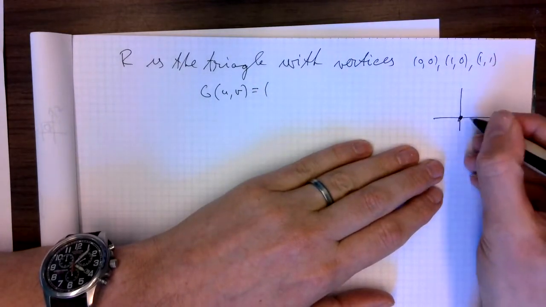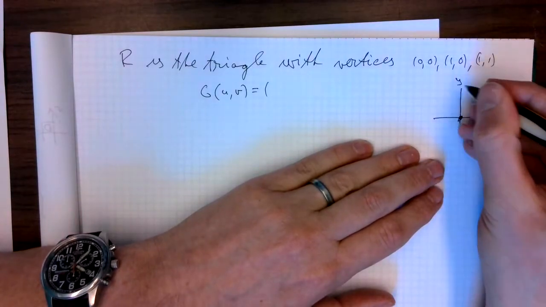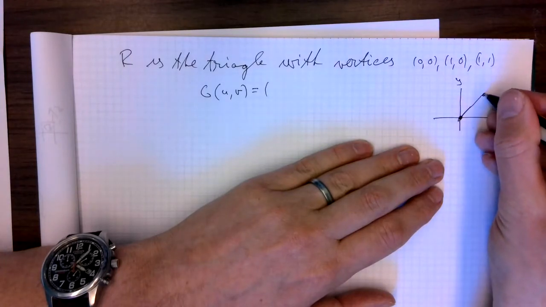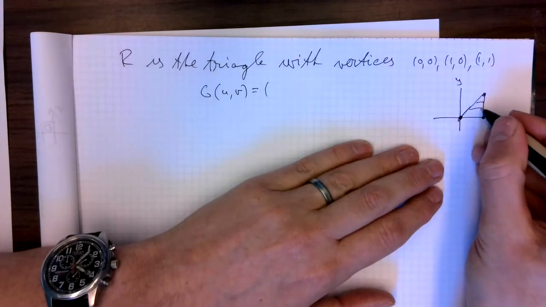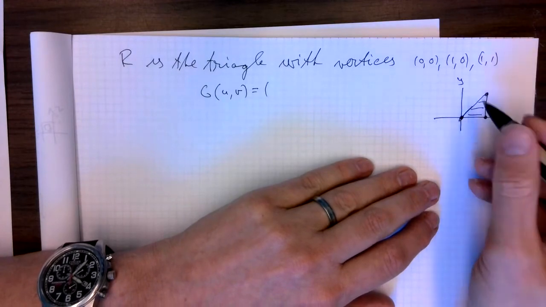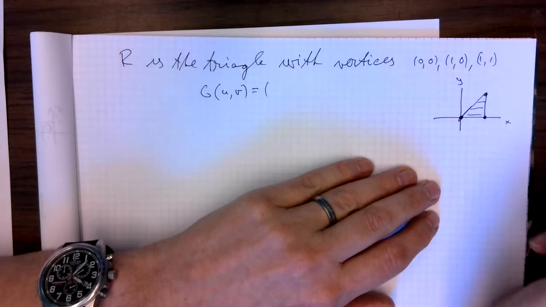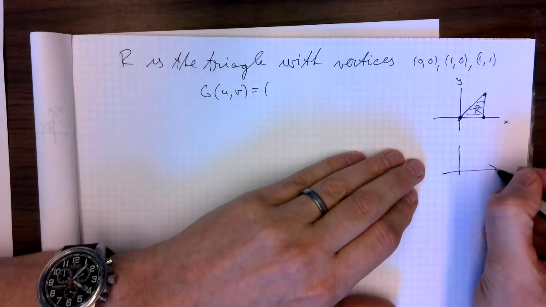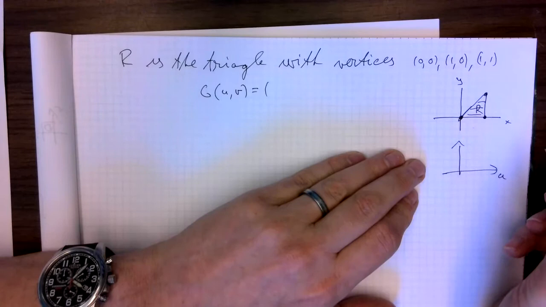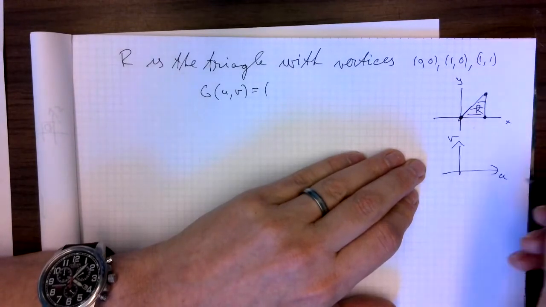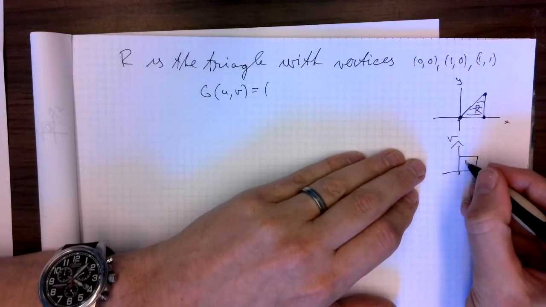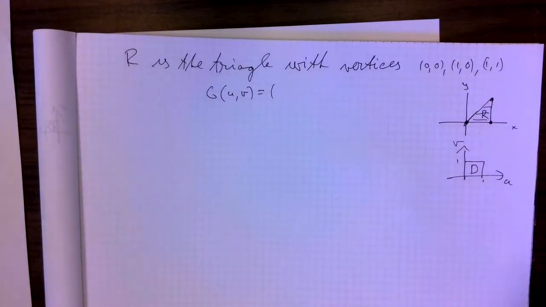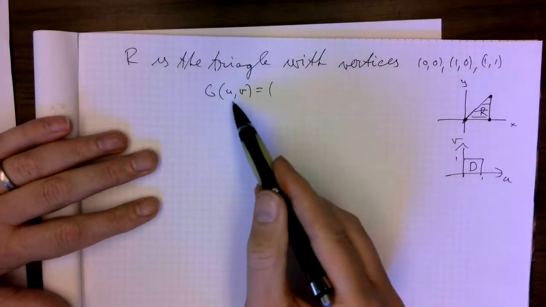So it's this triangle that has these vertices, right? So (1, 0), (1, 1), (0, 0). So this is my R. The domain D in the uv plane is just going to be again the unit square. But how do I go from here to here?